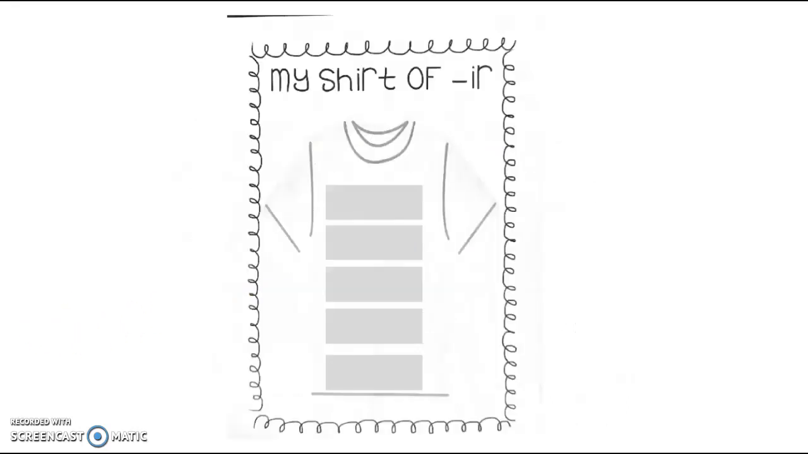Let's try some IR examples now. So this time we have a shirt of IR. So shirt has the IR sound in it. So let's practice a few words. We hear the IR in dirt. We hear the IR in sir. We hear the IR in firm. We hear the IR sound in stir. And we hear it in first. All of these have the IR that says er: dirt, sir, firm, stir, and first.